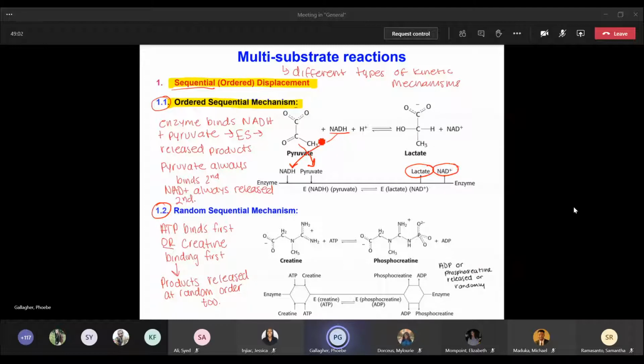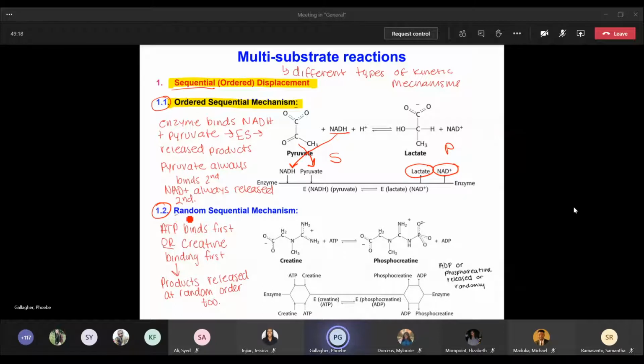So the two products go in their respective orders every single time, and then the products will exit the enzyme in the same exact order every single time. But it's always going to be substrate before product that is released.